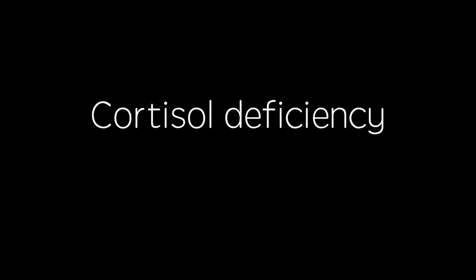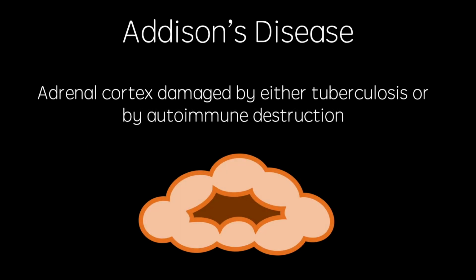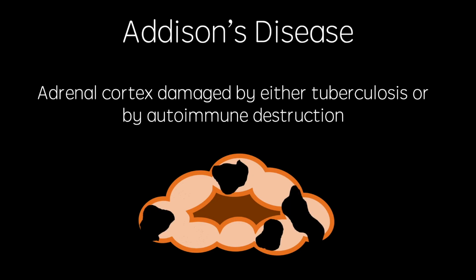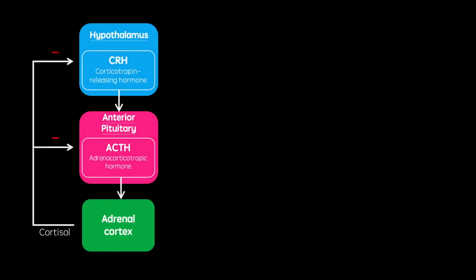Cortisol deficiency is also known as Addison's disease and is caused either by the autoimmune destruction of the adrenal cortex or by another disease, such as tuberculosis. Ordinarily, the cortisol secreted from the adrenal cortices has a negative feedback mechanism on the hypothalamus and anterior pituitary to prevent its oversecretion. However, the absence of cortisol removes this negative feedback, meaning secretions of CRH and ACTH become high.